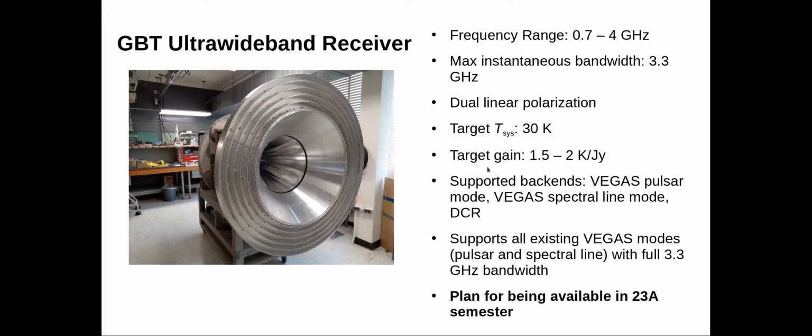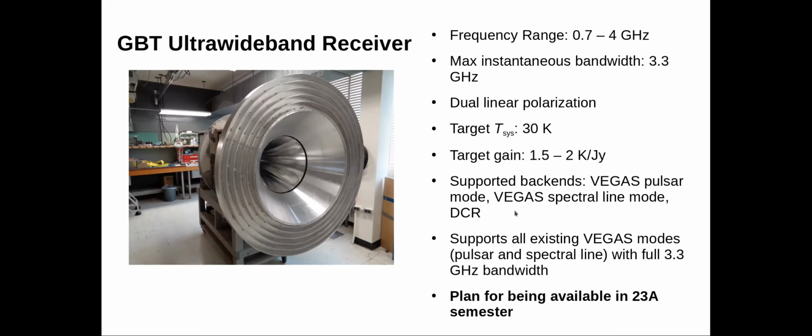The target gain is going to be between 1.5 and 2 kelvins per Jansky. A little bit more gain at the lower end of the band, and then a little bit less gain at the higher end of the band. And as I already mentioned, it'll be supported with Vegas, both in pulsar and spectral line mode, and DCR. And primarily, I think we'll use DCR for things like pointing and focusing scans, but it will be available for continuum observations in different modes with different bandwidths if people are interested in that.